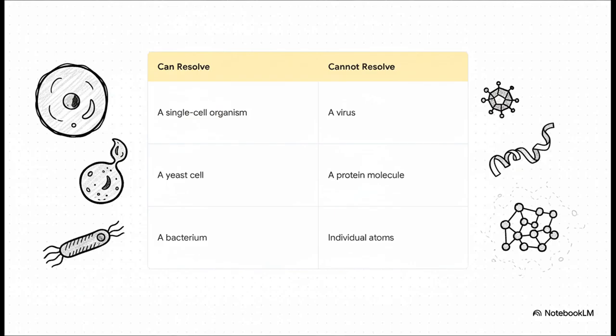And this is what was so unbelievably frustrating for scientists back then. They could see a whole bacterium, no problem, but they couldn't see the tiny viruses that infect it. They could see a yeast cell, but not the little protein machines whirring away inside it. The very building blocks of life and of disease were just sitting there, completely hidden in plain sight.